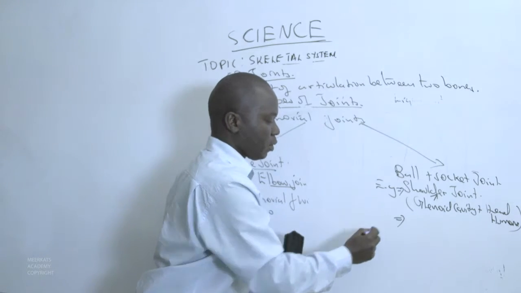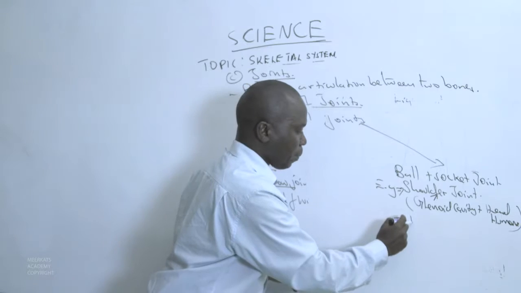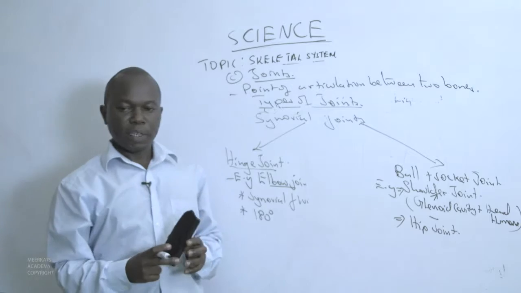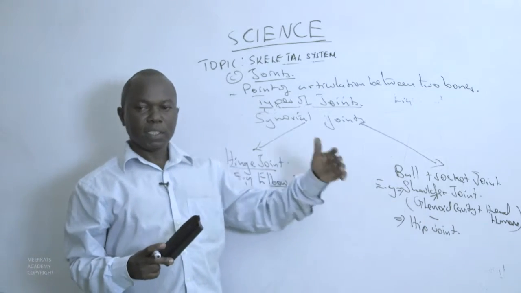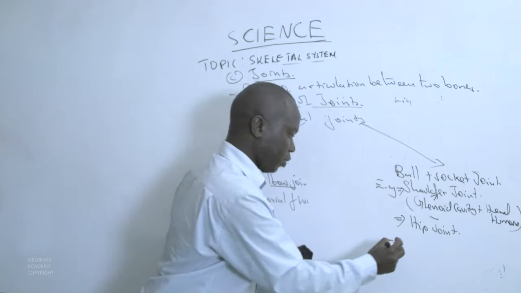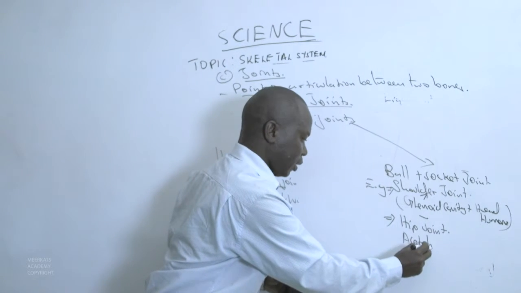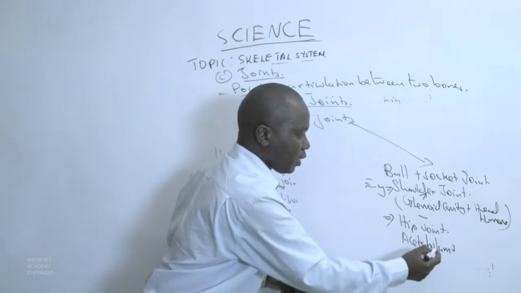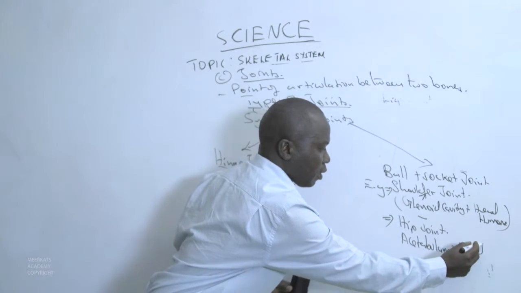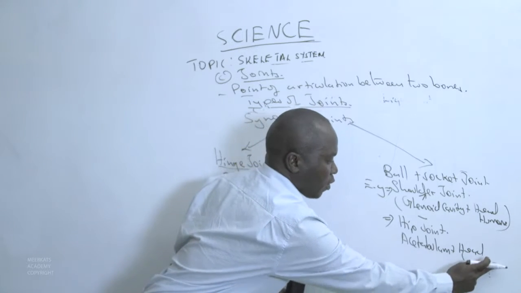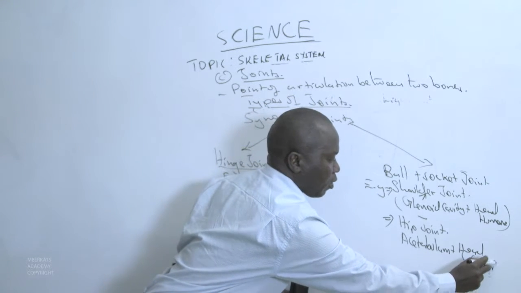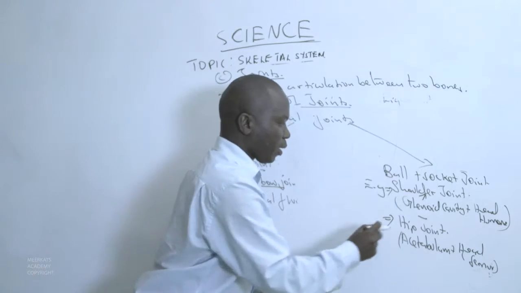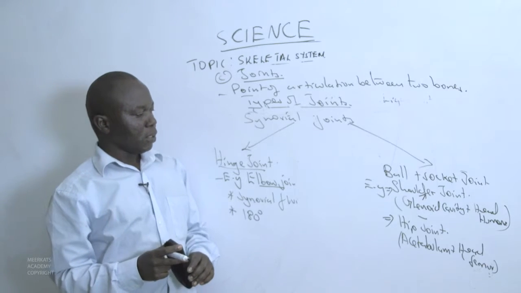Another example is the hip joint. In the hip joint, we have a cavity in the pelvic girdle called the acetabulum. Acetabulum, as the cavity, and we have the head of the femur. The head of the femur articulates with the acetabulum, forming a ball and socket joint.